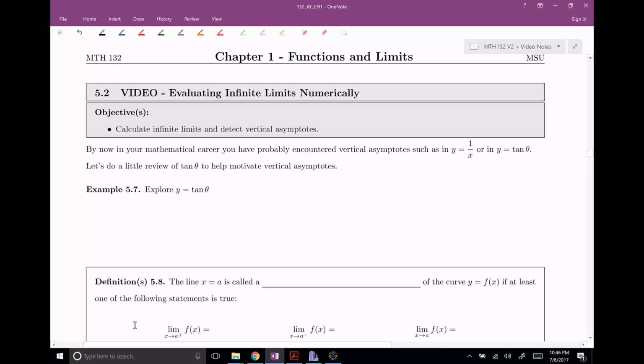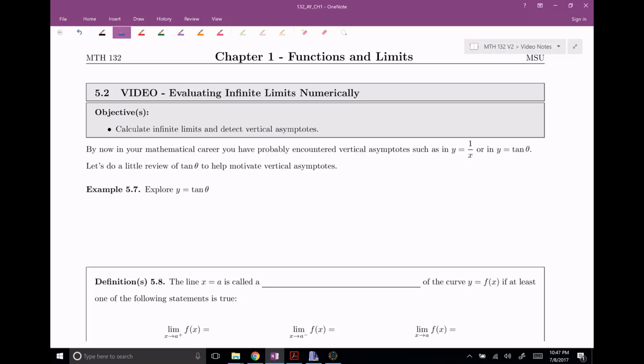In this video we're going to be evaluating infinite limits numerically, right? So our main goal is to calculate some infinite limits and detect vertical asymptotes. You've probably encountered vertical asymptotes before, and you may have seen them in something like y equals 1 over x, or y equals tangent of theta. So let's do a little bit of a review on where we've seen these things before, and then we're going to, of course, build on this.